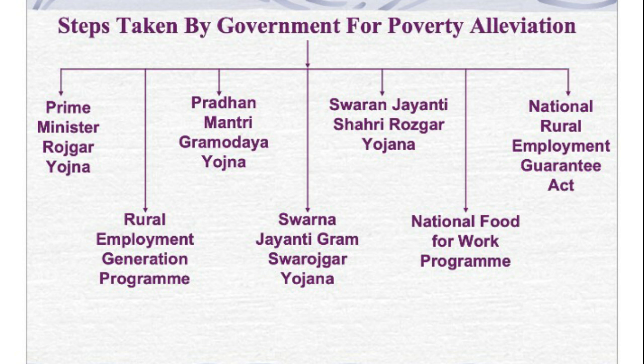Next is the National Food for Work Program. The program provides the rural poor with wage employment and manual unskilled work. It is implemented as a 100% centrally sponsored scheme, and food grains are provided free of cost to the states. Next is the National Rural Employment Guarantee Act. The Act provides 100 days of assured employment every year to rural households.